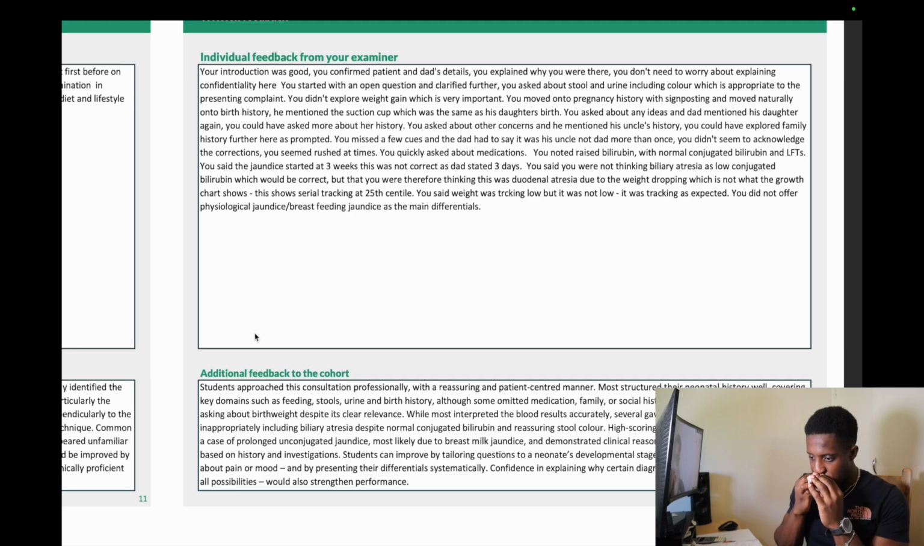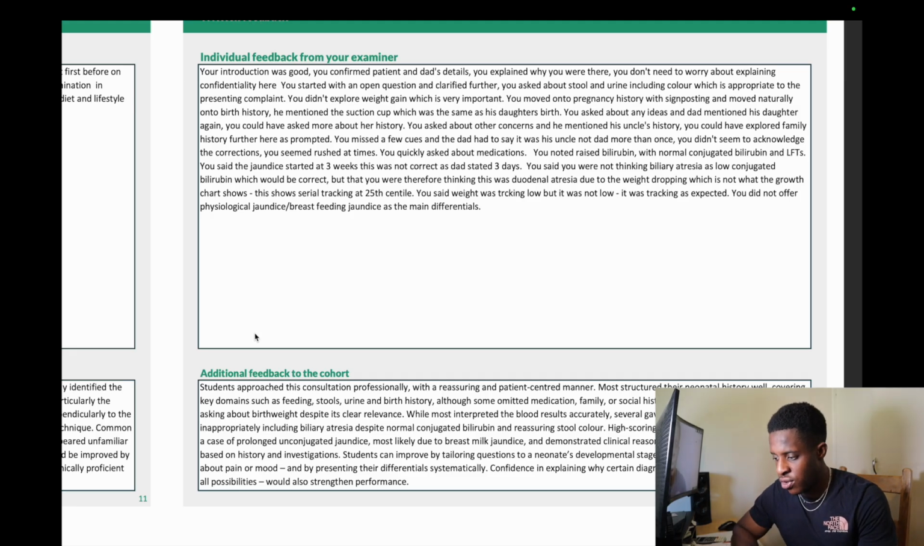Finally, with a reassuring and patient-centered manner, most students structured the neonatal history well, covering key domains such as feeding, stools, urine and birth history. Although some omitted medication, family and social history, a number of students missed asking about birth weight despite its clear relevance.